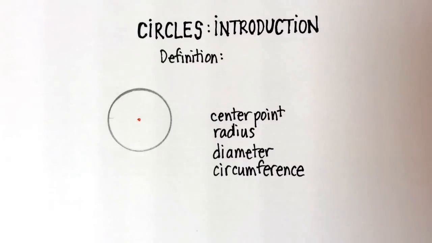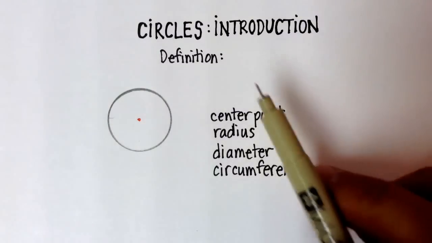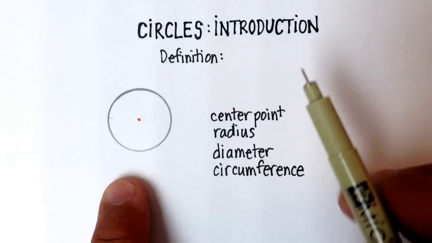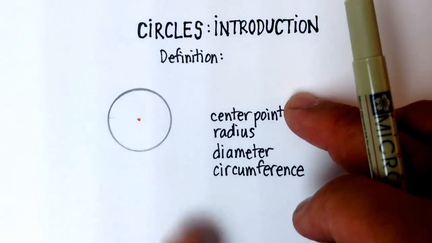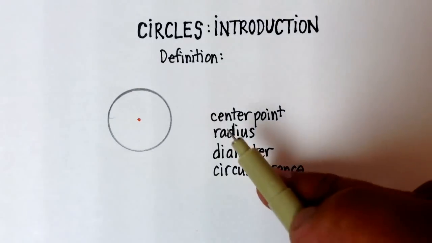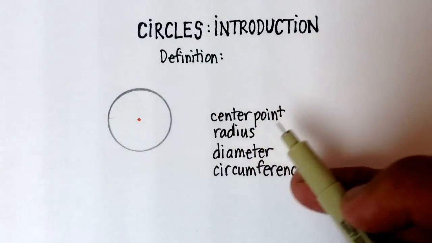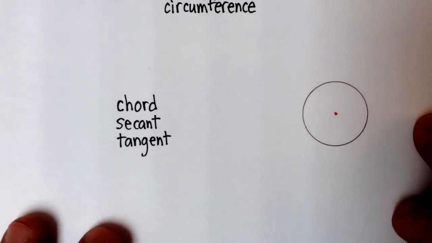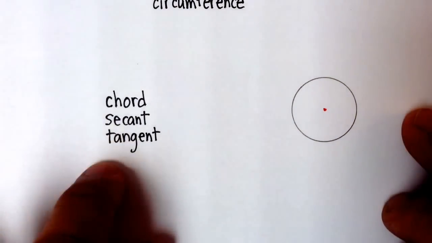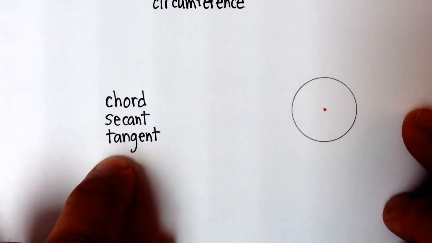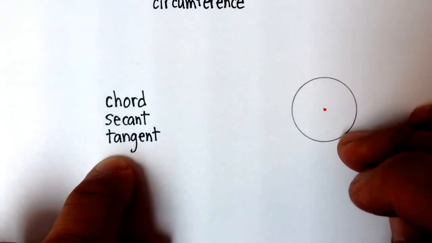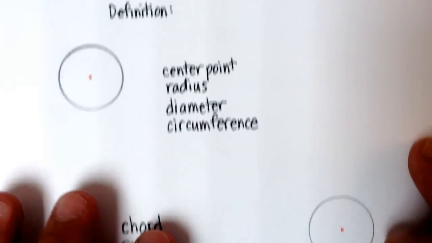Okay, in this video we're going to introduce some of the terms that are important to understand when you are dealing with circles. We're also going to talk about what the definition of a circle is, and we're going to talk about these 4 characteristics: center point, radius, diameter, circumference. And then we're also going to talk about chords, secants, and tangents, what are other types of lines and line segments that go through and deal with circles. Okay, so that's our introduction. Let's get started.